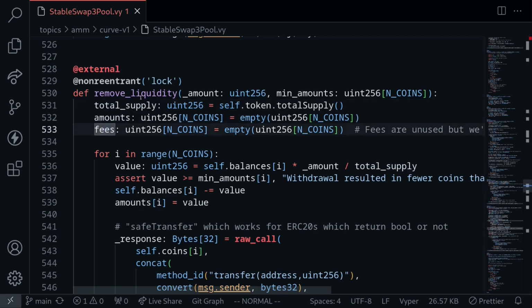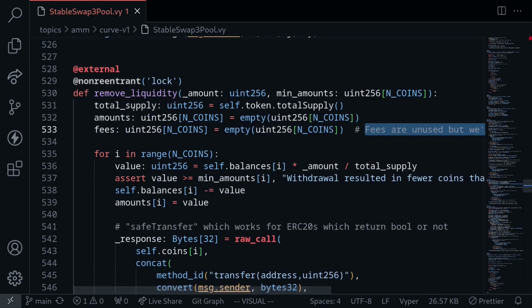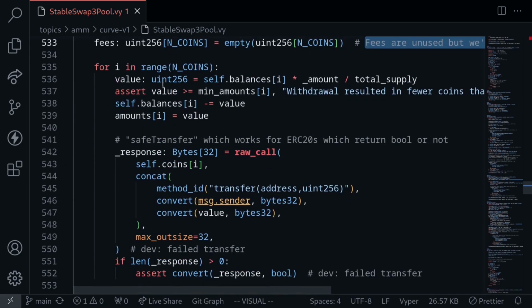When we remove liquidity by calling this function, there's no imbalance fee since all of the tokens will be removed in proportion to the LP tokens. And as you can see over here, it says that fees are unused. So there's no imbalance fee for this function. So inside the for loop, we can see that it calculates each amount to send by taking the balance of the coins, multiplying by the LP token to be burnt, divided by total supply.